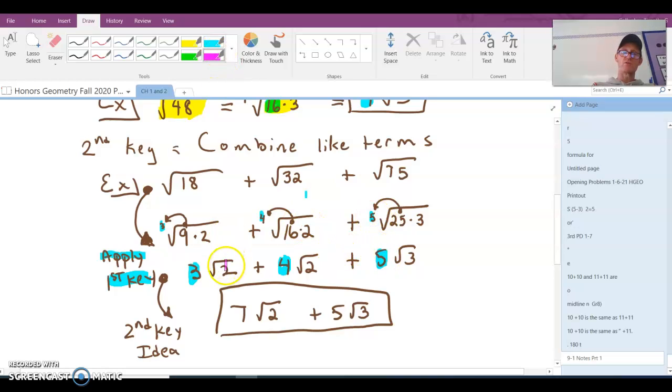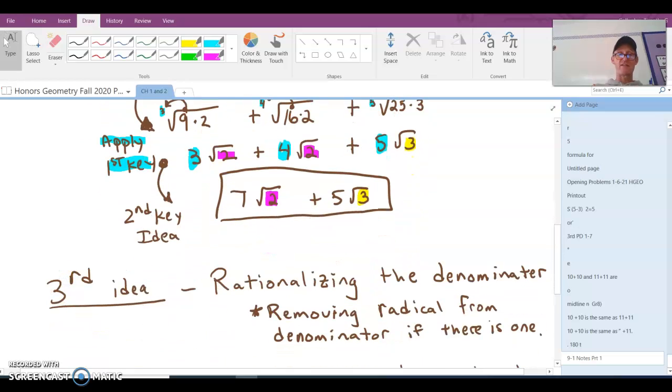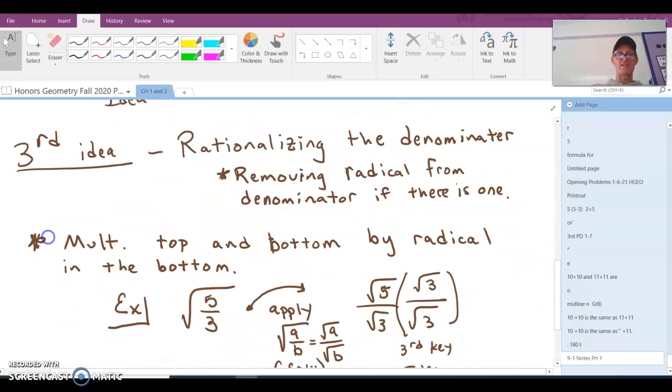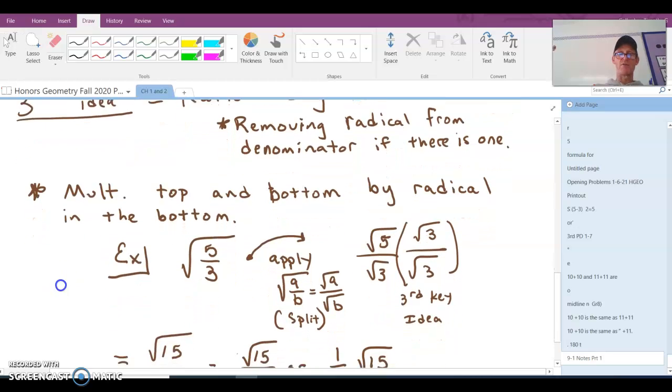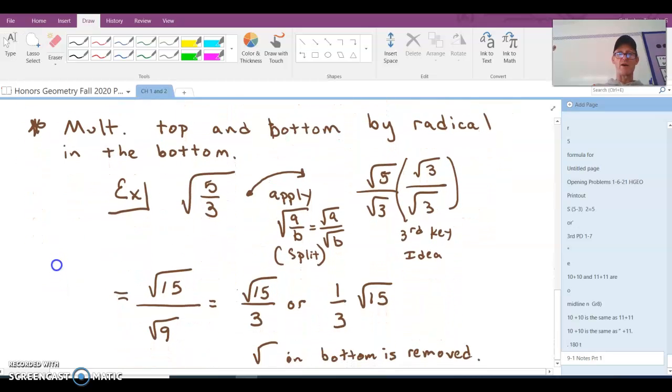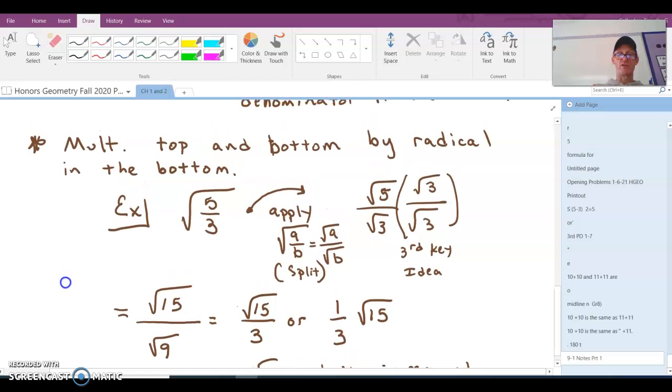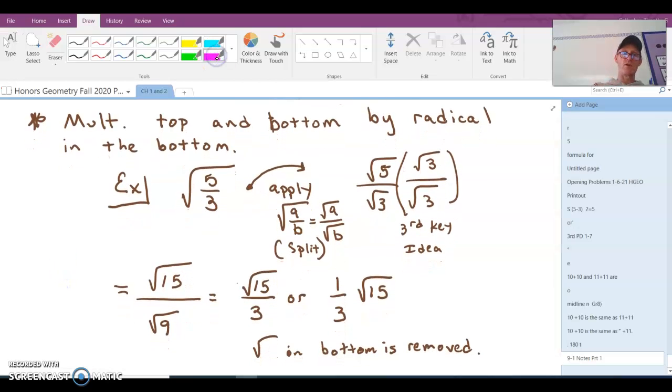Now, these two radicals are like each other, so they can get combined. But this one is different, so it has to be kept separate. That's the second key idea. The third key idea is rationalizing the denominator, which is removing a radical from the denominator if there is one. Multiply top and bottom by the radical in the bottom. That's really what you need to remember.